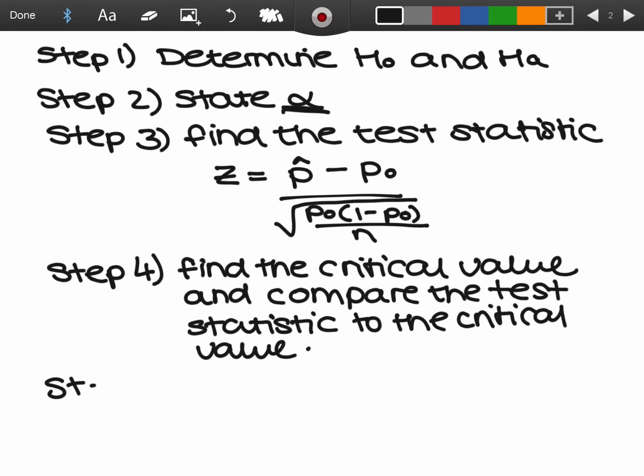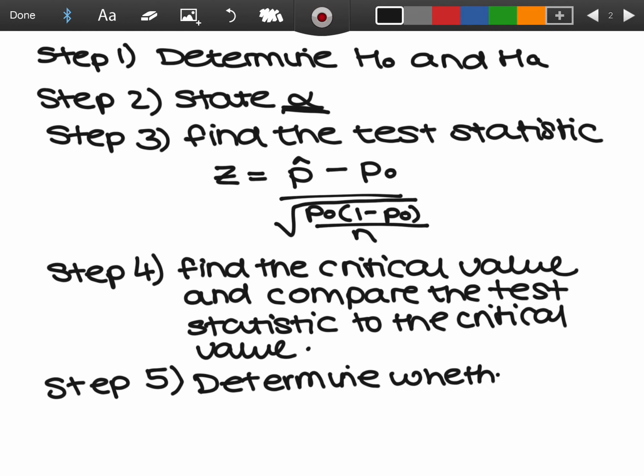And then step 5 is just to determine whether or not to reject that null hypothesis. So it's exactly the same as last time, it's just that your test statistic looks slightly different. That's the only difference here.